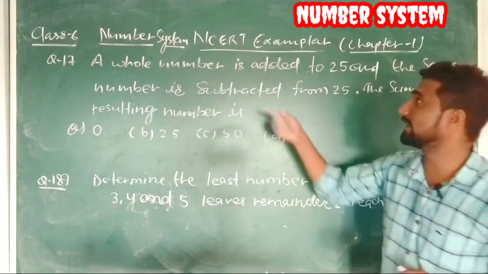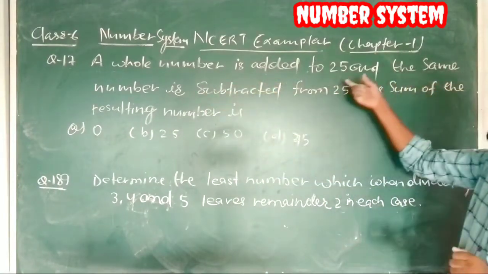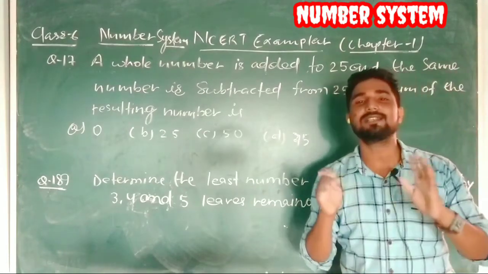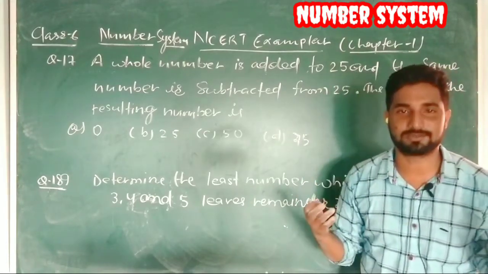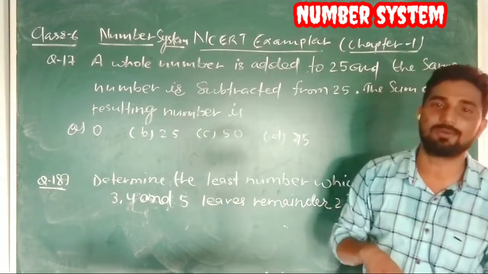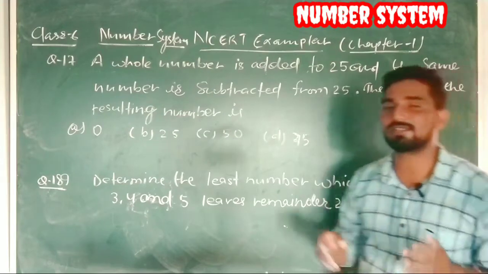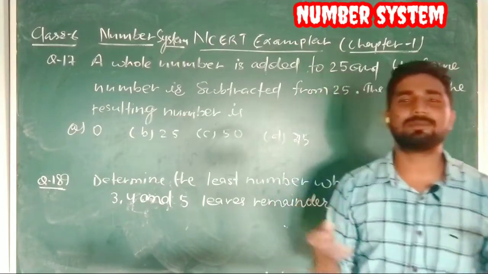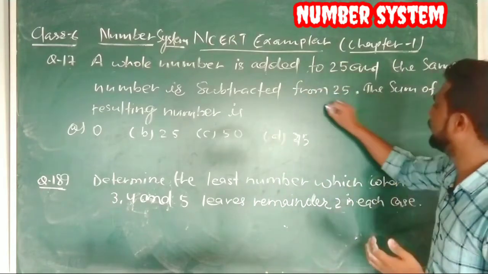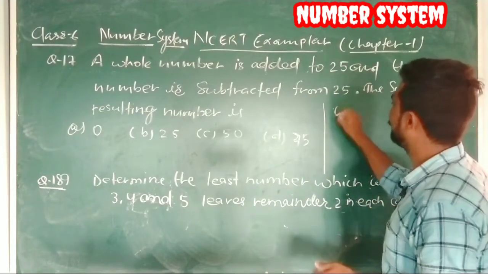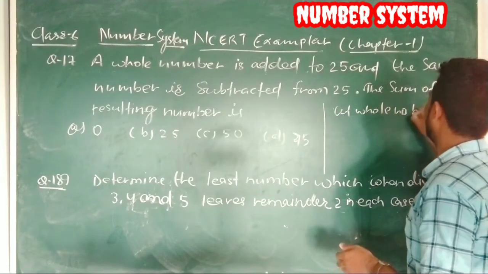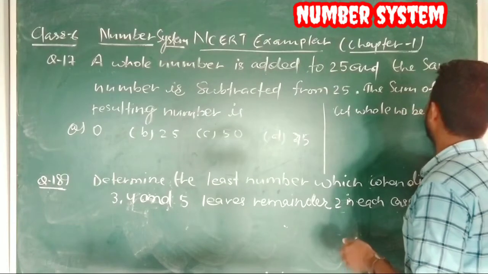You see, it is written there, a whole number is added to 25 and the same whole number is subtracted from 25. Means there is a whole number, which is not known to us, that is added to 25 and it is subtracted from 25 also. So let us consider any whole number, and I will consider it x. So let the whole number be x.